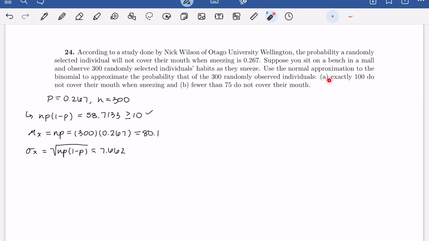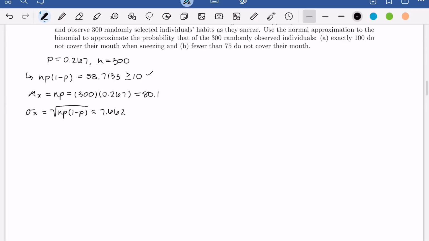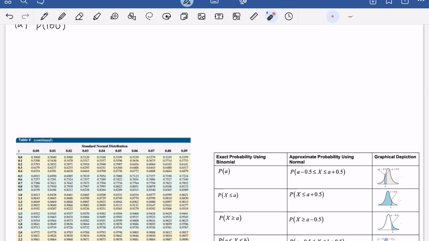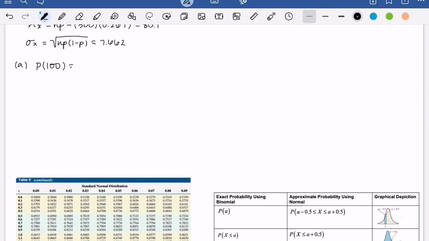So first for part A, we want to find the probability that exactly 100 people do not cover their mouth when sneezing of a random sample of 300 individuals. So let's put this here for part A. We want to find the probability of 100. And we know that we are going to approximate this using the normal distribution. So going back to this table here, if we're trying to find the exact value probability of A, and in our case 100, then we're going to find this probability here. So we're going to do 100 minus 0.5 and 100 plus 0.5. So this would be approximately equal to this.